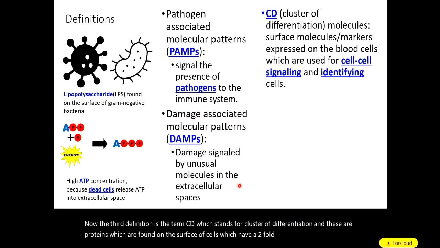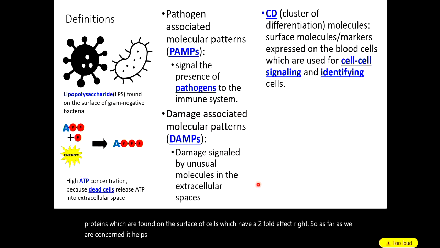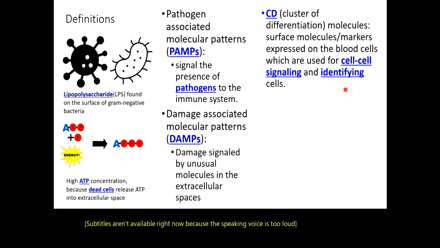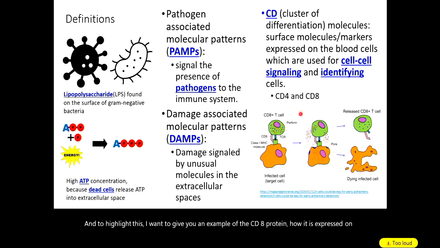So as far as we are concerned, it helps us in identifying a given cell if it's expressing a type of CD protein, but as far as the cells are concerned, it plays a role in cell-to-cell signaling. And to highlight this, I want to give you an example of the CD8 protein, how it is expressed on a surface of a cell.